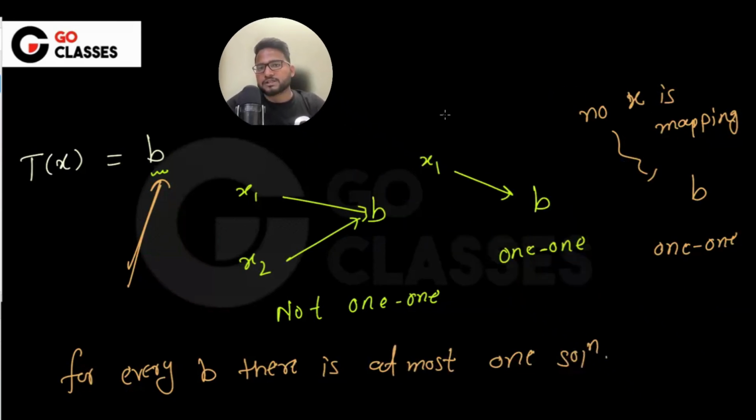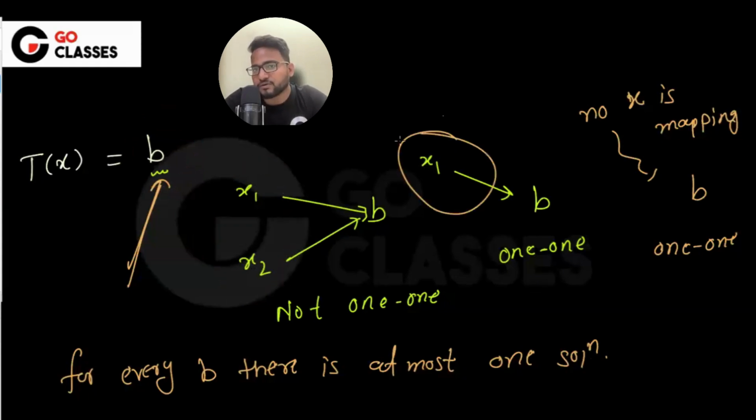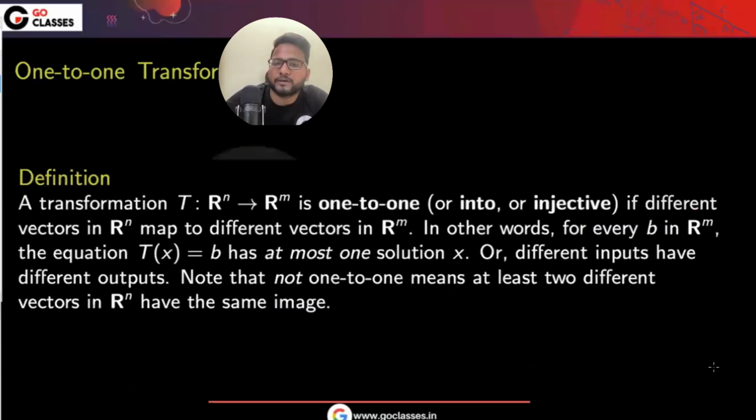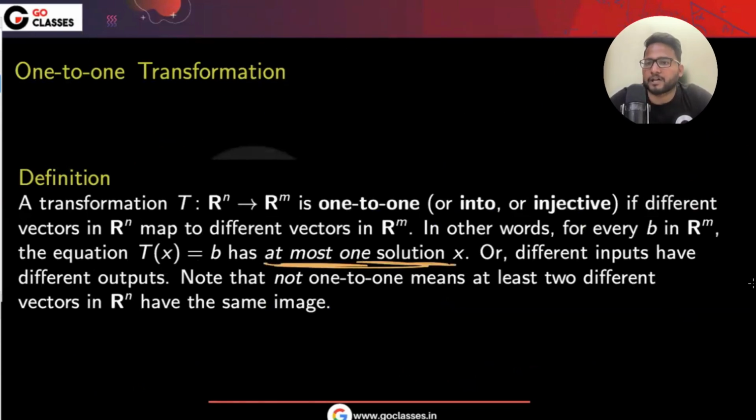Let me know, is this definition fine? We will do many examples, more than 15 examples, to understand this. But for now, just let me know if the basics are fine. If I'm saying Tx equal to B has to be one-to-one, then it means that for every B there cannot be two solutions. Either there is one solution, or there is no solution, right? So at most one solution. Let me know if this line is fine.